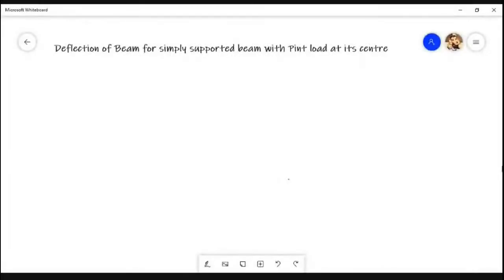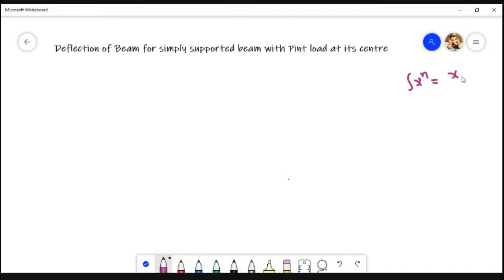Okay. So this is the deflection for a beam. So I'm going to apply this. So first let me write what is the formula for that. Integral x power n is x power n plus 1 divided by n plus 1. Of course, plus c, some constant. Okay. So we'll be using this.